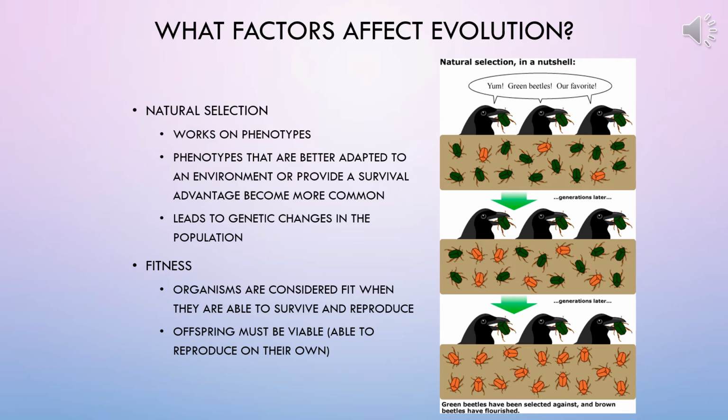For example, let's look at this diagram that you have on the left. You see three birds. Those birds like to eat green beetles. As green beetles become eaten more often by those birds, there are fewer and fewer green beetles to reproduce and produce green beetle babies. The orange beetles survive, and because the orange beetles survive and are not eaten, they become the dominant organism within that population. Their genes have made it to the next generation.